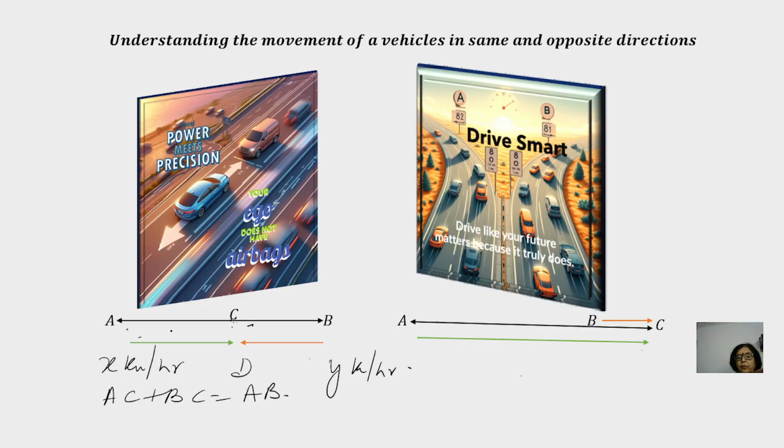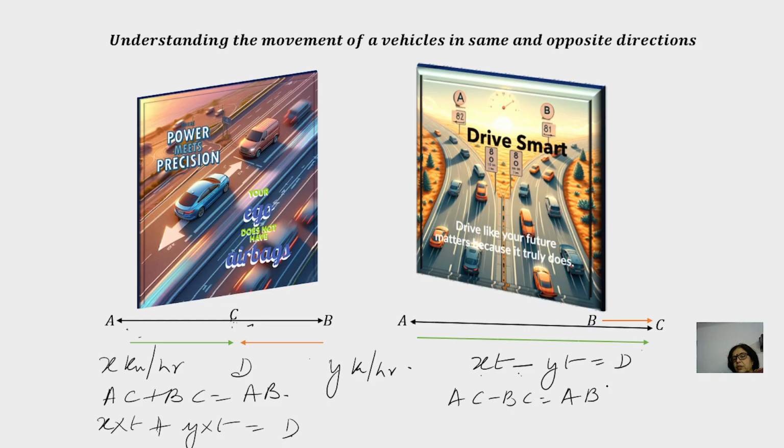What is AC? AC will be equal to x kilometers per hour into t hours, that is xt. Similarly, BC will be y kilometers per hour into t. This is equal to the total distance. Here, AC is the distance traveled by the first car. In a similar pattern, supposing the car at A is starting at x kilometers per hour and the car at B is starting at y kilometers per hour. Now, A has traveled a distance AC, that is equal to xt in terms of speed and time. B has traveled a distance BC, which is equal to yt. So if you look at the figure carefully here, it is AC minus BC is equal to AB. So xt minus yt is equal to the distance AB, that is d.